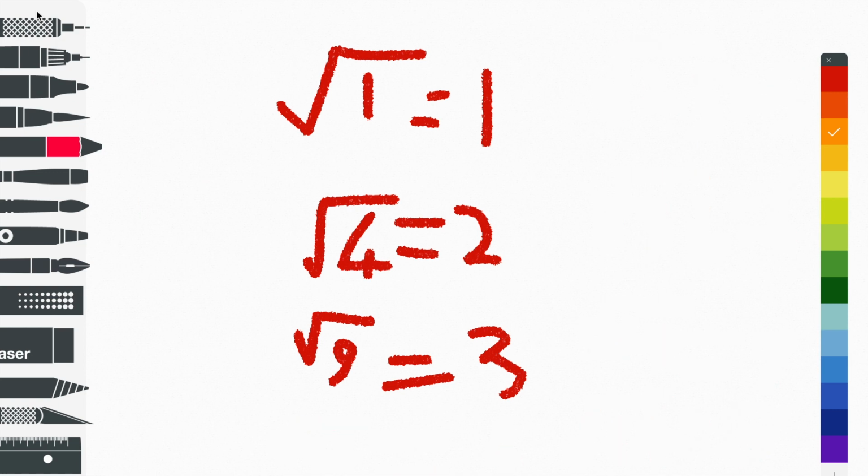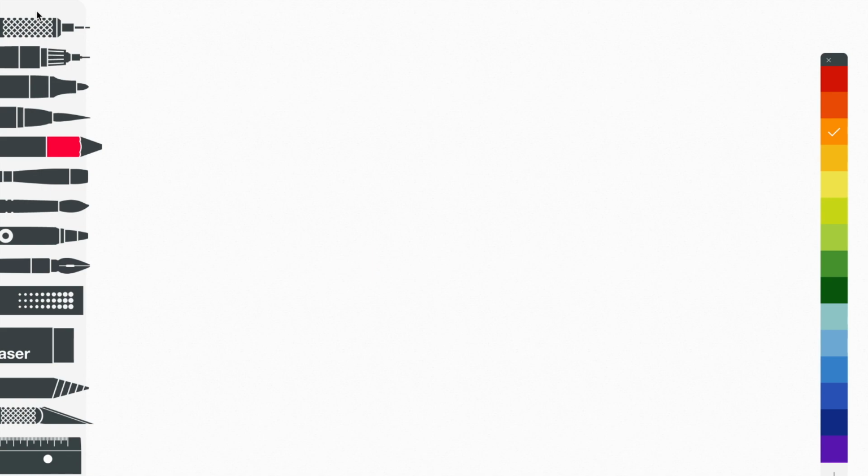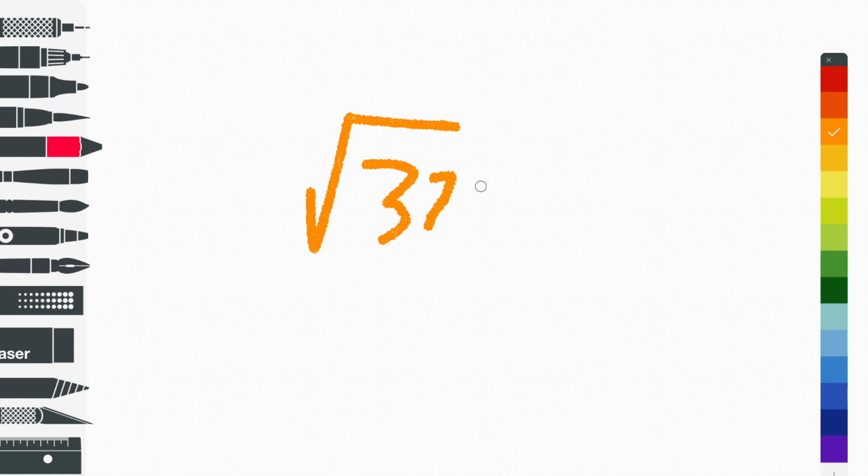But what about if it's not a perfect square? If it's not a perfect square, that means it's a non-perfect square, as you might have already guessed. For example, the square root of 37. You might have already learned how to estimate the square roots of this. This is approximately going to be 6.08. You can try that on a calculator. Let's get it out.